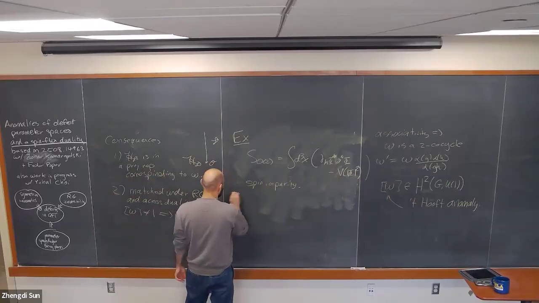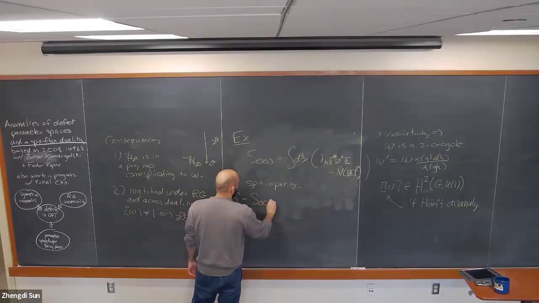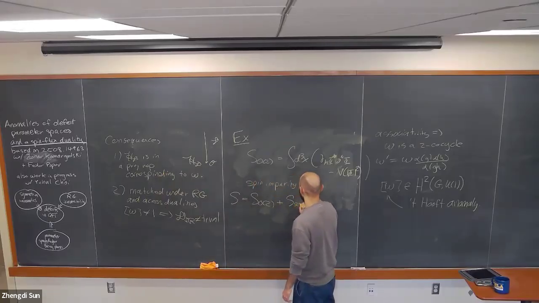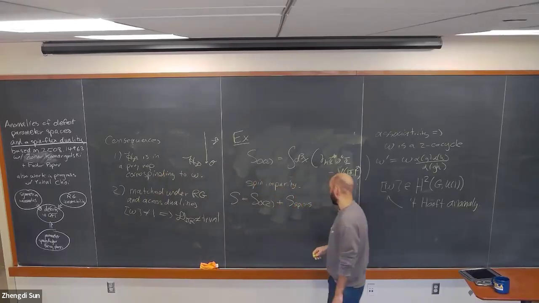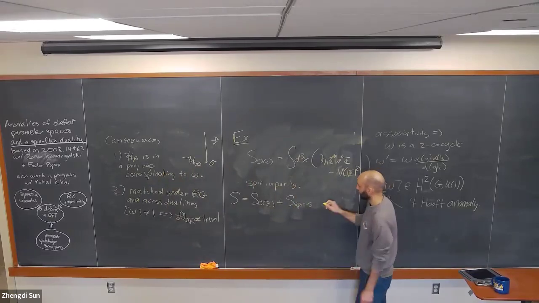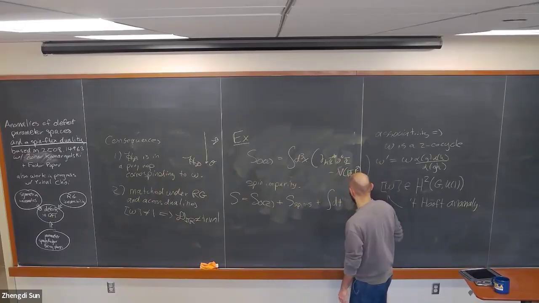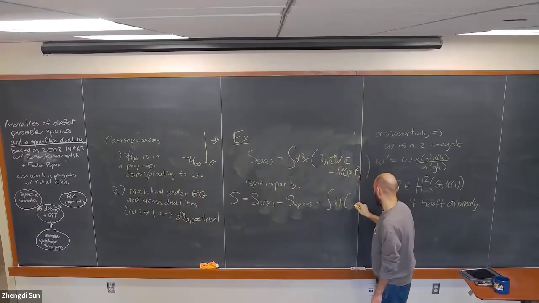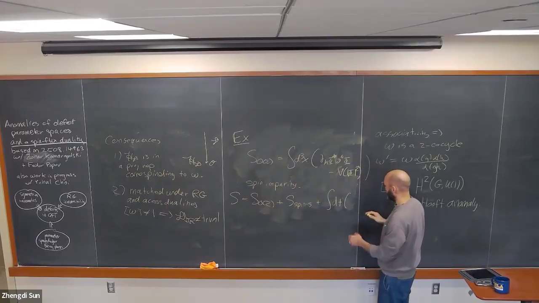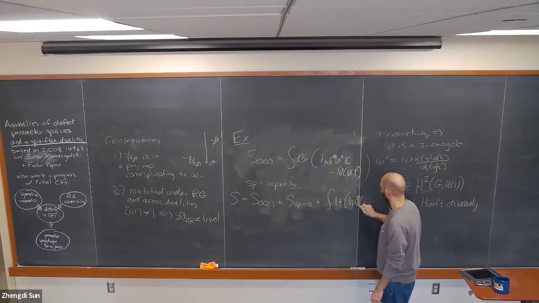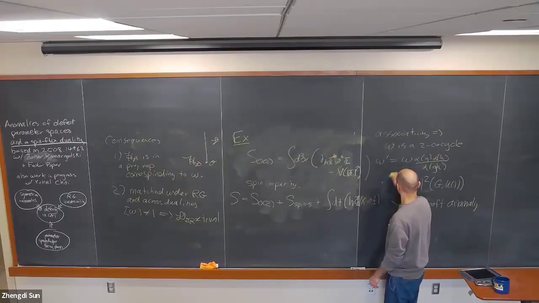The way I do that is I take for my action the bulk action plus the action of a quantum mechanical spin S particle, plus I add the following term. I want to do this coupling in a way that preserves the O(2) symmetry. And if I'm remembering correctly, I should do it like this, a little more carefully. I'm going to put it at the origin of space.